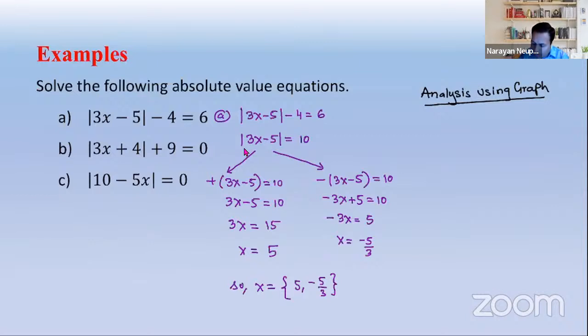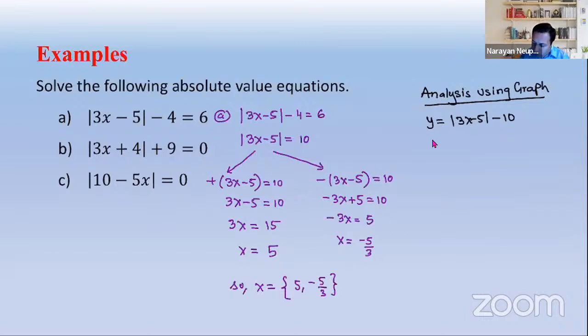We consider y equal to, you have absolute value of 3x minus 5. And on the other side, you have a 10. So what we do is we move this 10 on the left-hand side, so it will be minus 10. That's how we write the equation. Okay, this is the equation. Here we are writing the same equation as a function. So the function to represent this equation will be y equal to absolute value of 3x minus 5 minus 10.